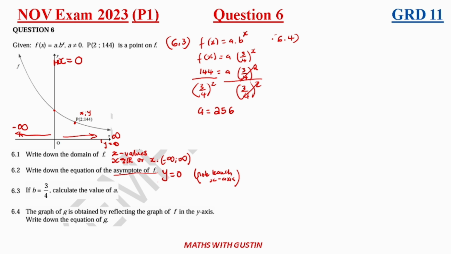6.4. It says the graph of g is obtained by reflecting the graph of f in the y-axis. Write down the equation of g. Okay, so this is f of x.